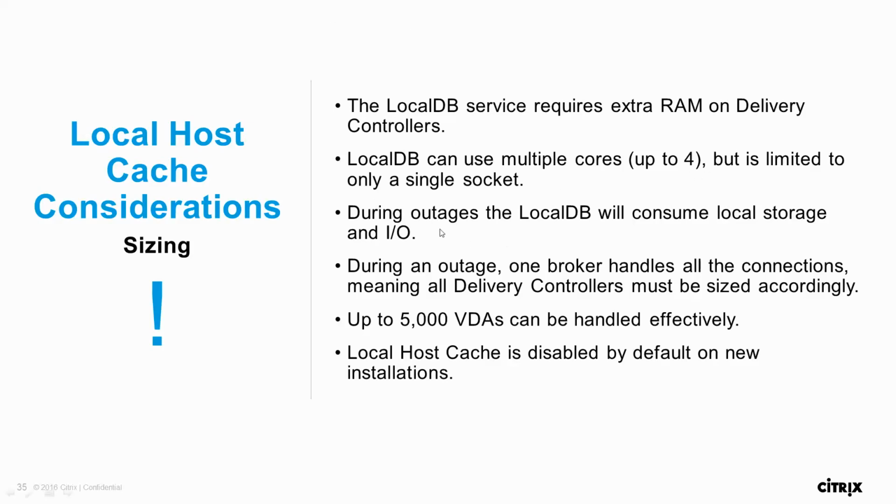So that's one. And during an outage, the local DB will consume local storage IO. Definitely, if your local database is running, the IO communication will increase, so obviously incoming and outgoing processing will increase on the delivery controller. This is as usual. And during an outage, one broker handles all connections. As I told you before, out of all the delivery controllers, one delivery controller's local host cache will handle all the brokering connections. The primary delivery controller's local host cache will take the responsibility based on the election process. And how many VDAs can it handle?